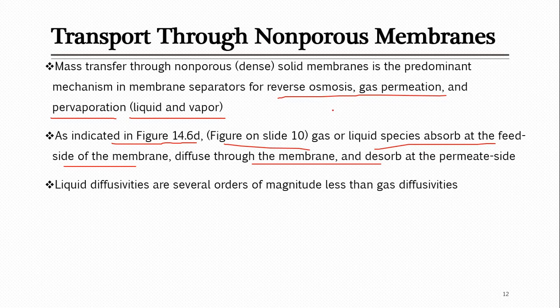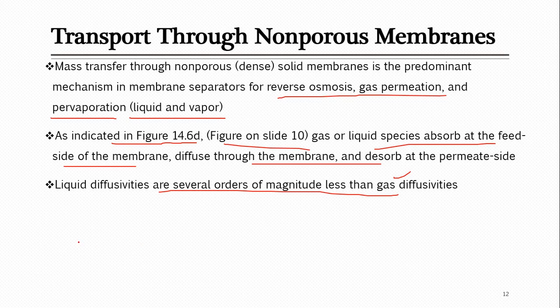So diffusion takes place for both gases and liquids. Liquid diffusivities are several orders of magnitude less than gas diffusivities. If you look at some component, for example, its diffusivity when it exists in the form of liquid versus in the form of vapor, the same component, its diffusivity in the gas phase will be higher as compared to its diffusivity when it exists in the form of liquid.